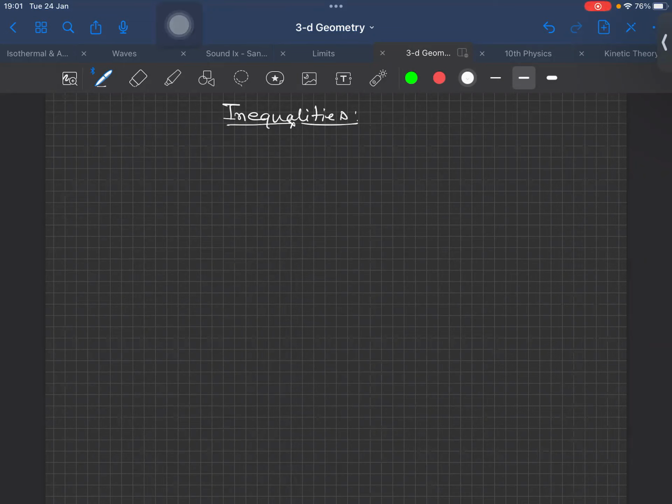So let's see some of the symbols and what they are called. Let's write the words and have some examples. The symbol of greater than is called greater than, and let's have an example like x plus 9 is greater than, let's say, 0. So we'll have some value of x. What will be the possible values of x?